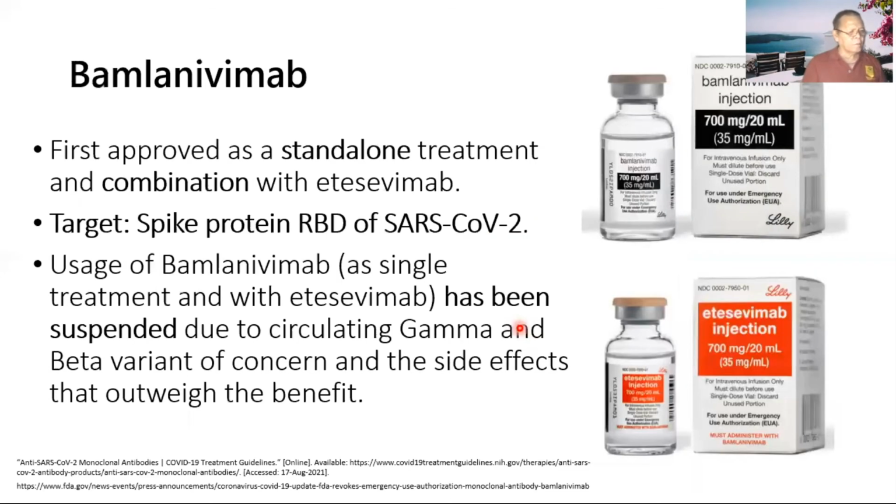Let's see. The first, bamlanivimab, was first approved as a stand-alone treatment and in combination with etesevimab. The target is the spike protein RBD of SARS-CoV-2. Usage of bamlanivimab as a single treatment, and with etesevimab, has been suspended due to circulating gamma and beta variants of concern, which have reduced susceptibility to both agents, and the side effects outweigh the benefit.